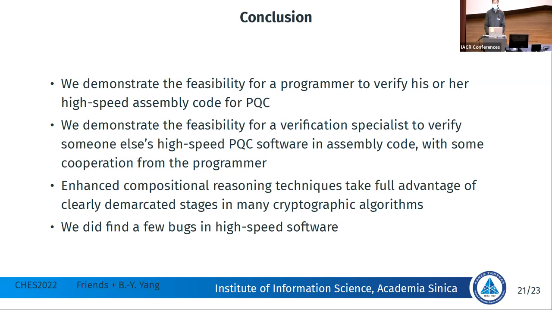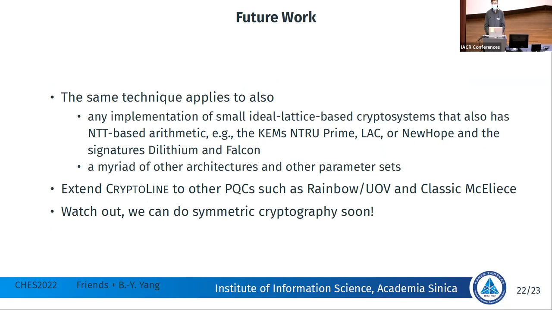We didn't mention this, but our tools include how to find the errors from the outputs when it doesn't verify. So we actually did locate a few bugs. And there's some future work for other schemes, for other kinds of PQCs. And we now have branched into asymmetric cryptography so that we can do the entire Kyber rather than just the NTT. Thank you very much, and I'm ready to take questions.